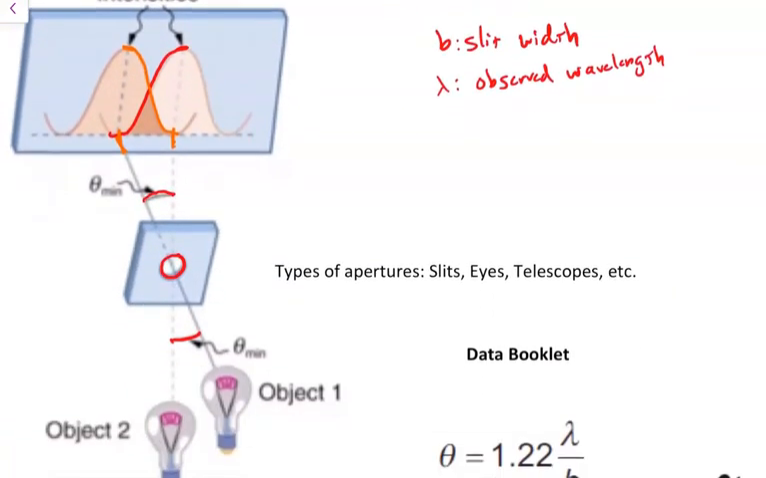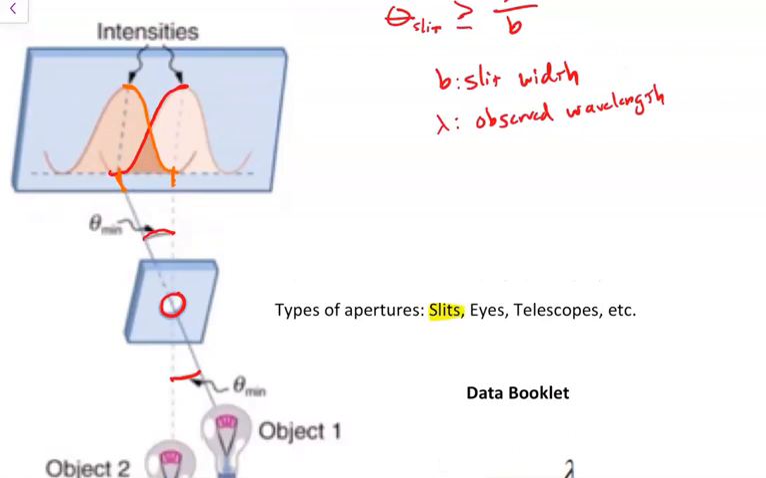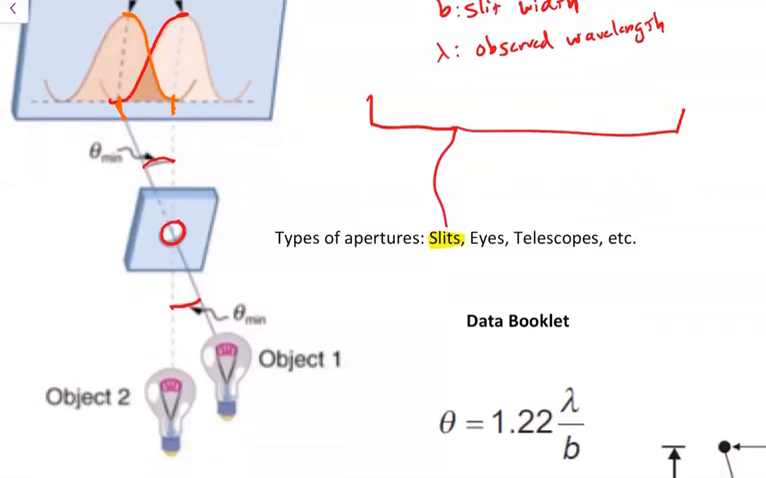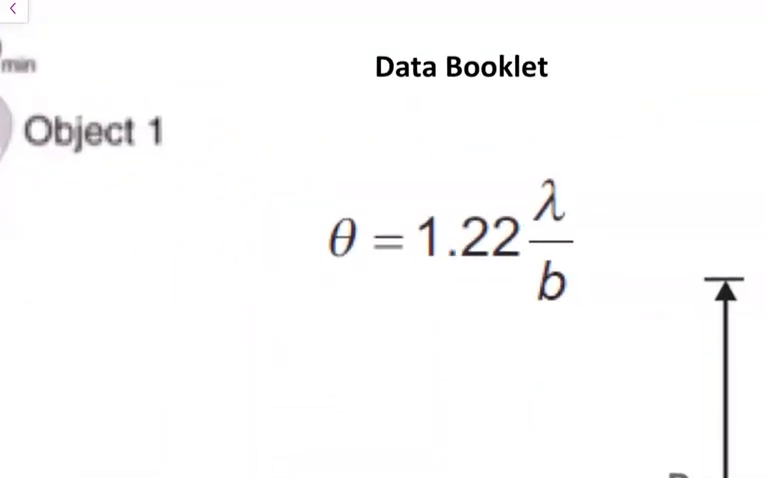Now, this is for a slit. So something to note is we have referenced this as our kind of Rayleigh's criterion, but for a slit. But in your data booklet, you're going to get this equation where there's a 1.22 factor in front of this lambda over b.